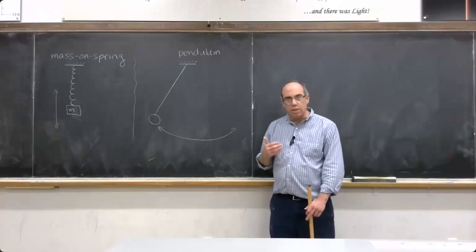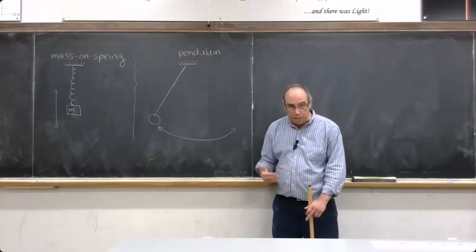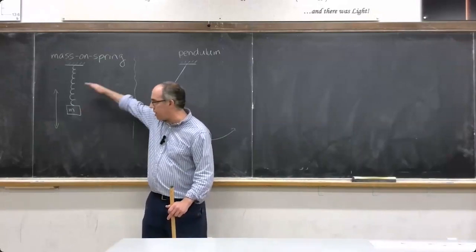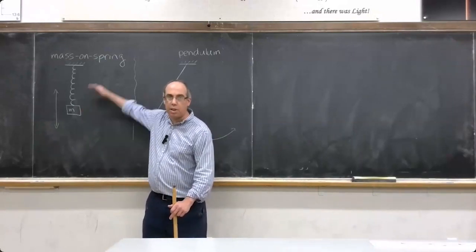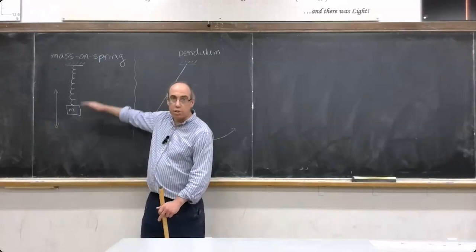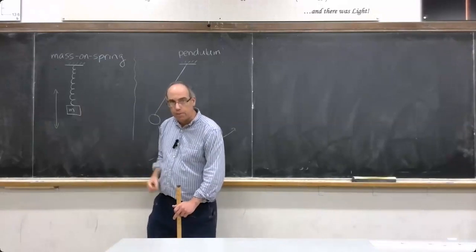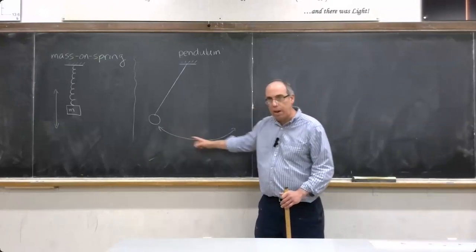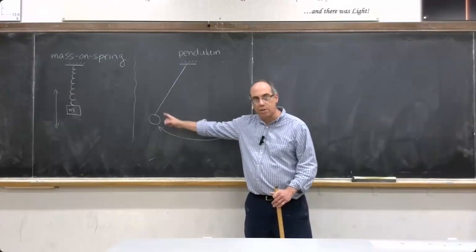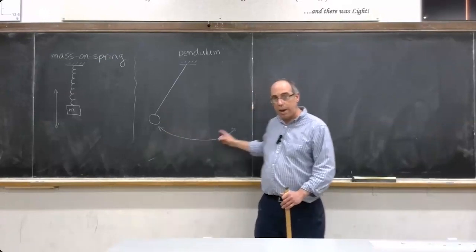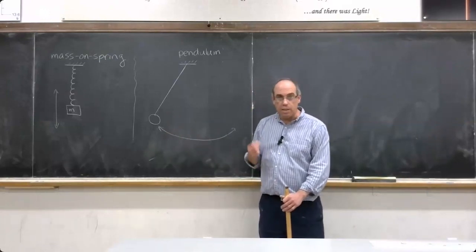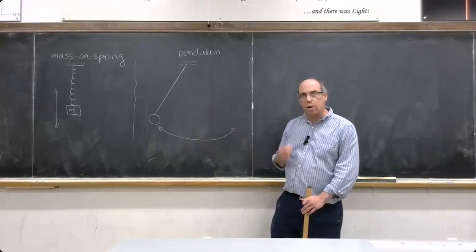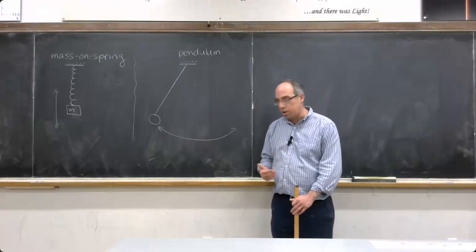First, both of these are examples of repeated motion. In the example of the mass on the spring, the mass goes up and down, up and down, up and down, over and over. So the motion is repeating itself. In the example of the pendulum motion, the mass goes from left to right, to left, to right, to left, to right, over and over again. Another example of repeated motion. So both of these are examples of repeated motion.